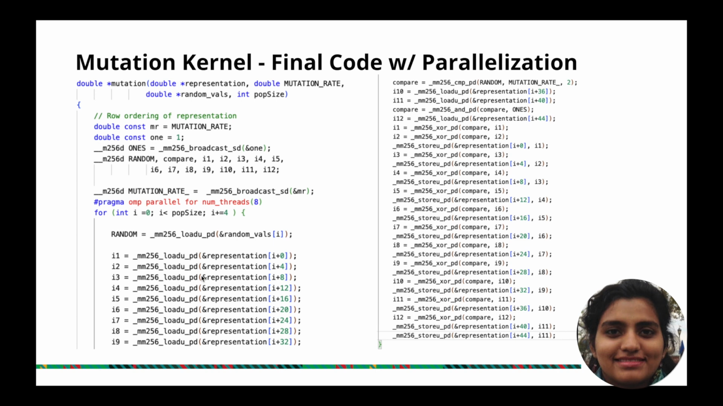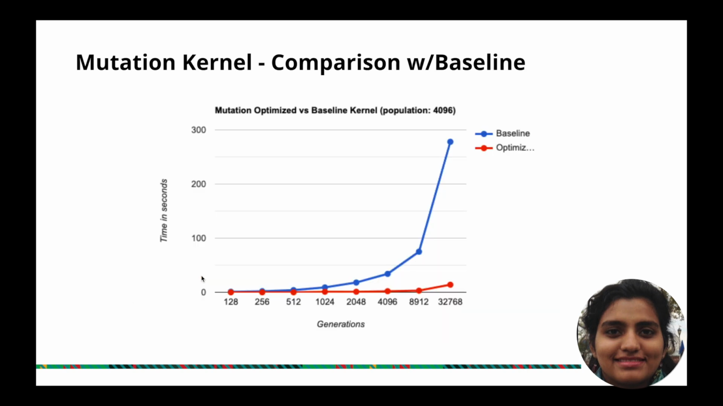We have this final code for the mutation kernel. Several learnings of this: previously it had random numbers generated within the kernel with a lot of mod operations. So taking it outside of this kernel itself helped improve the performance.